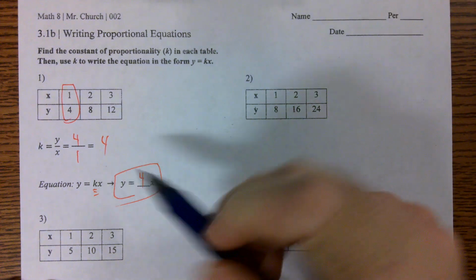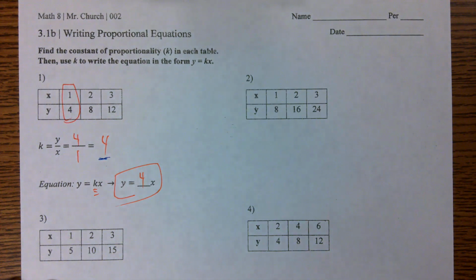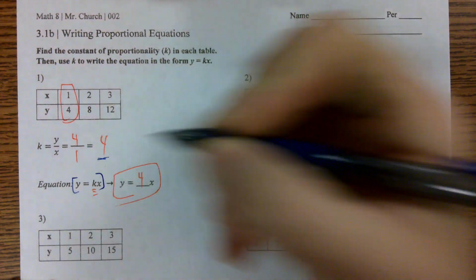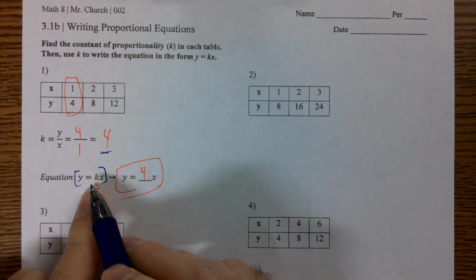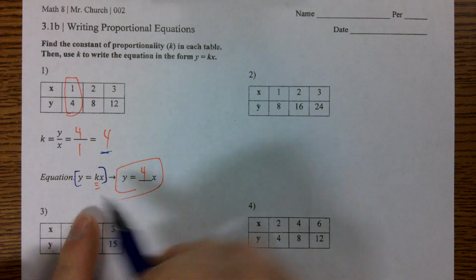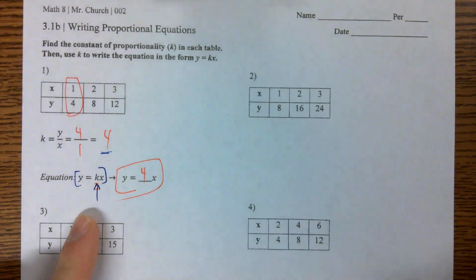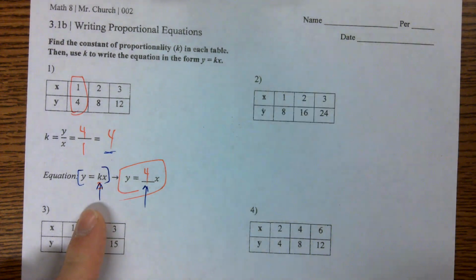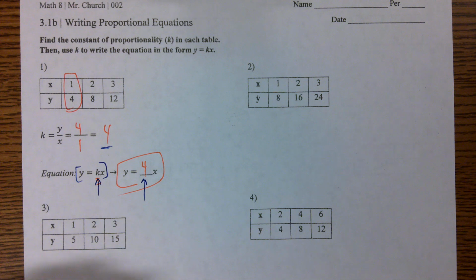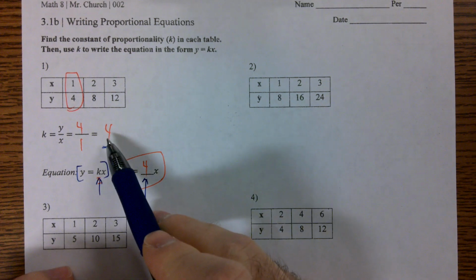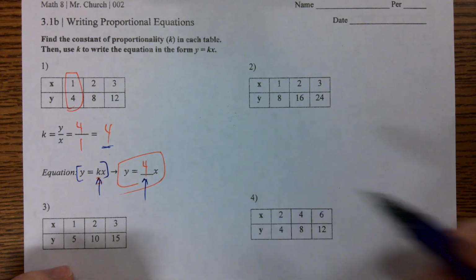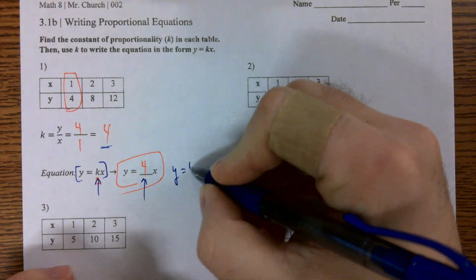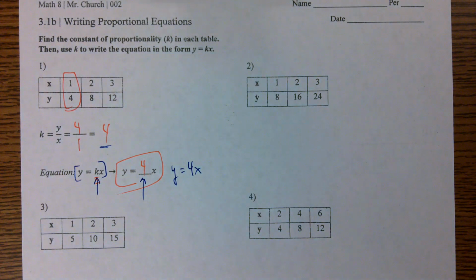And then once we find what that k value is, we're going to plug it into this equation here: y is equal to k times x. And we're going to replace the letter k in that formula with the number that we just found for k. So if we find that k is equal to 4, we replace that letter k with a 4, and we get the equation y equals 4x.